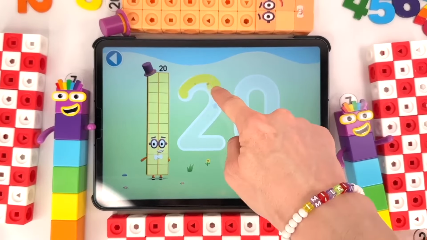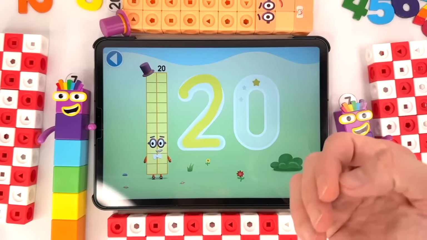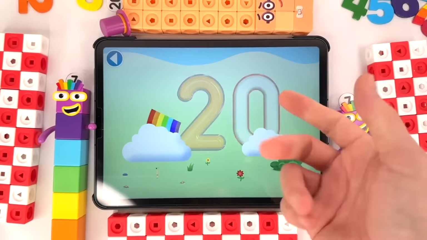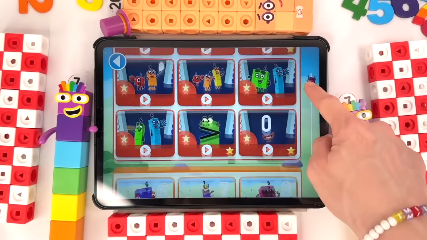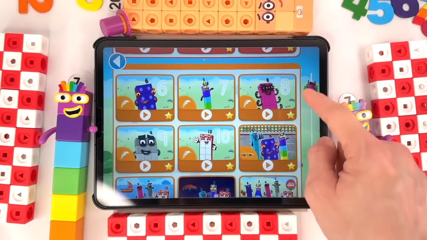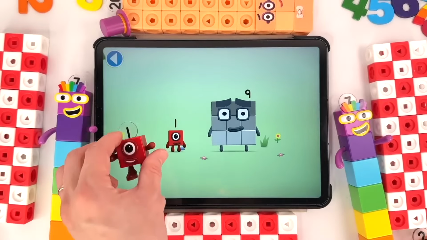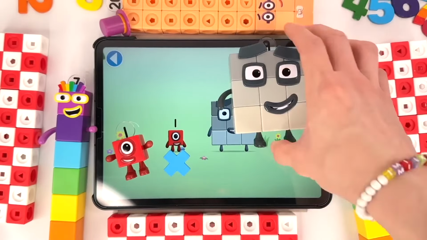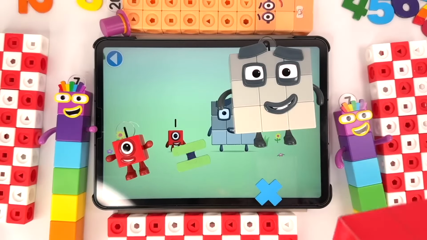Try to keep your finger on the screen. Amazing! We need next big number. Brilliant. Let's play! Like this. You're about to meet number block 10. Can you add 1 plus number block 9? Number block 10 equals number block 1 onto number block 9.